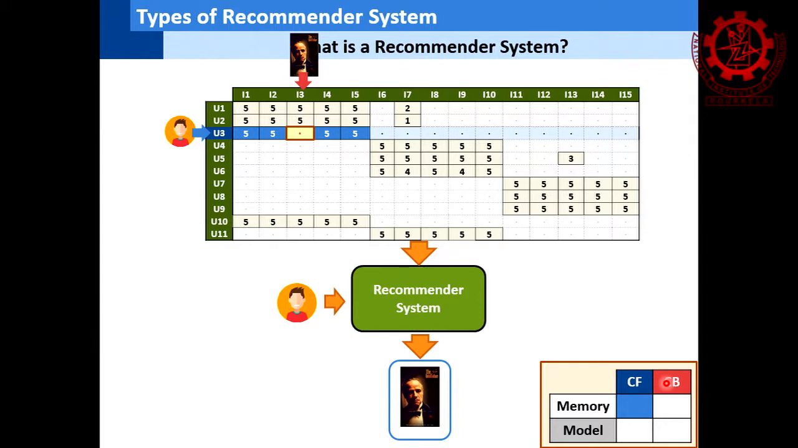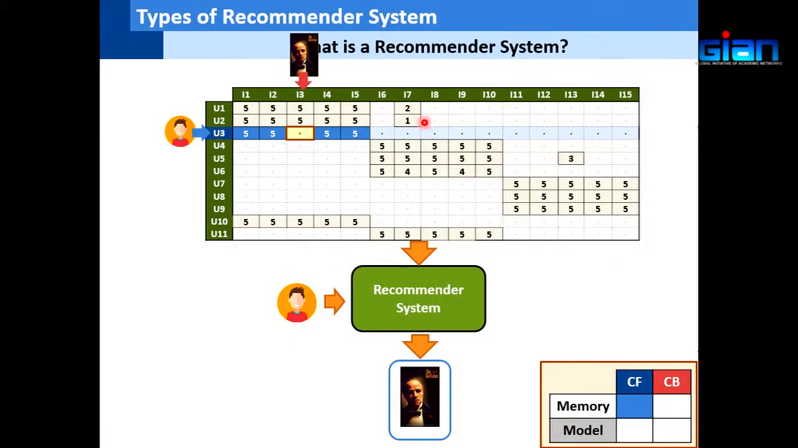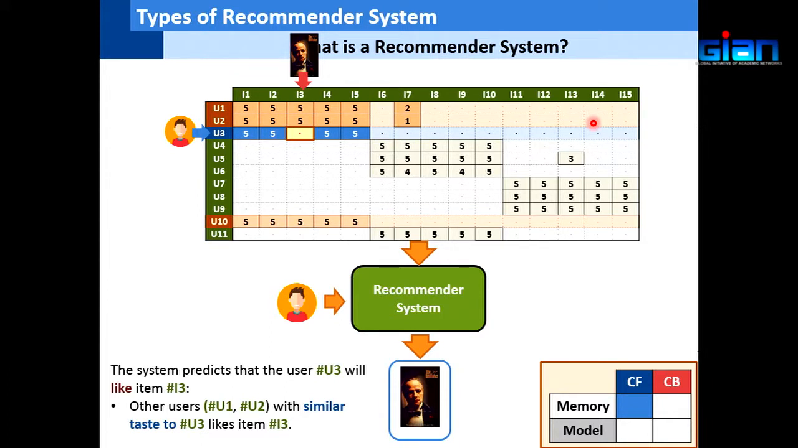Why is it not a very good idea? You have observed that users who have the same taste as user U3 have rated this item with a very low value, so it's not a very good idea to recommend it. And indeed, we cannot provide any recommendation about this kind of item. It seems very hard to predict the rating that the user will give to an item he has not consumed. So the system predicts that user U3 will like item 3 because other users who have similar taste to user U3 like this item.